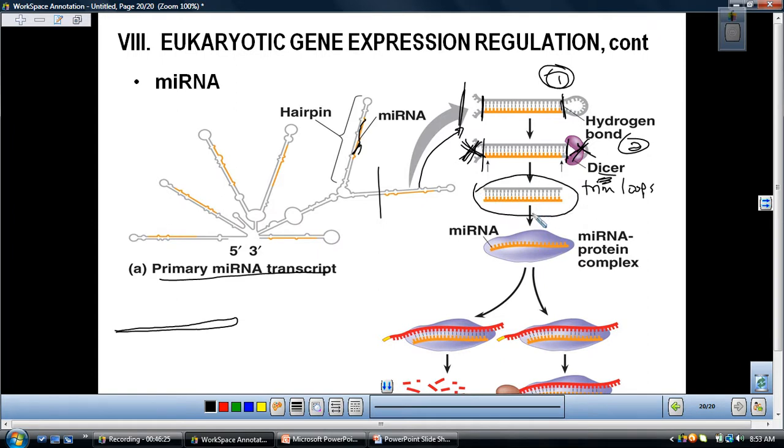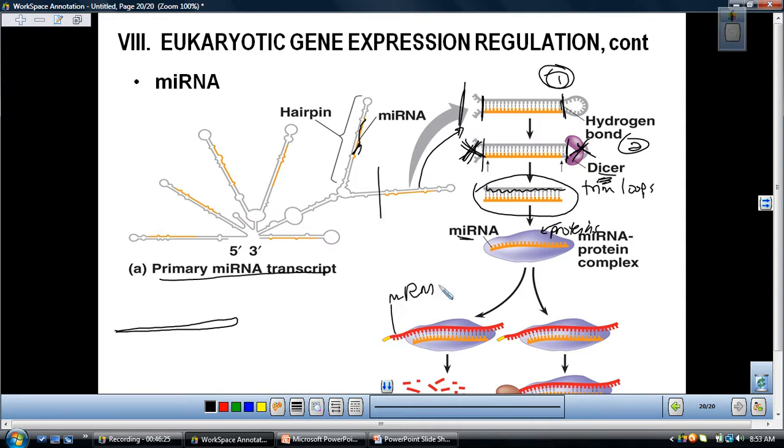Okay, so number 3, one strand of the double-stranded RNA is degraded. So this side over here is going to be degraded, broken down. The other strand, the miRNA isolated right here, forms a complex with proteins. So here are the other proteins, that little purple thing. So we've got an miRNA and we've got proteins. Okay, now the cool stuff begins. It binds to any target messenger RNA. So down in this picture, look at this.